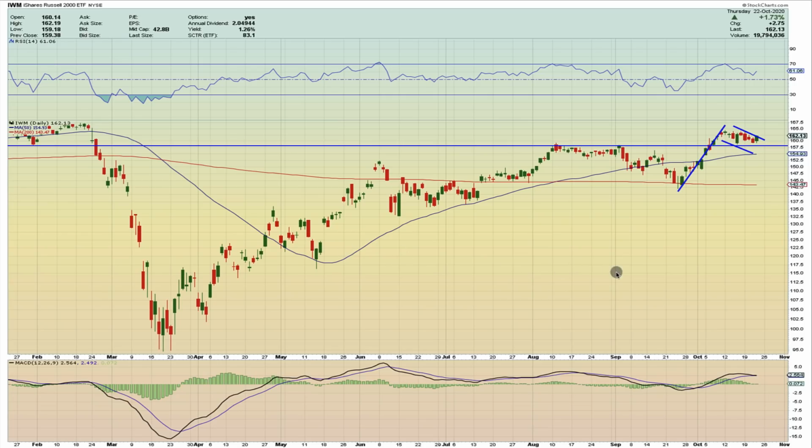Here's the Russell 2000. Won't spend too much time here. Bull flag, nice day, up 1.73%. What's interesting is the Russell 2000, the small caps, have been performing very well alongside utilities, which is interesting because utilities are a risk-off play, and small caps are more risk on.